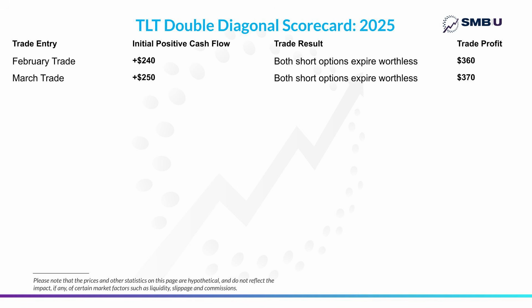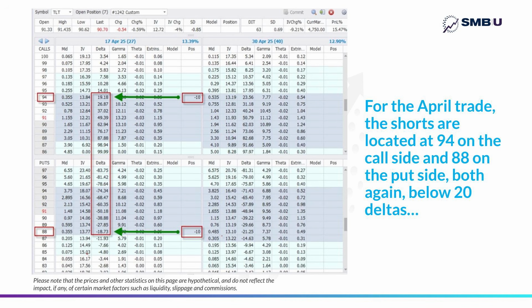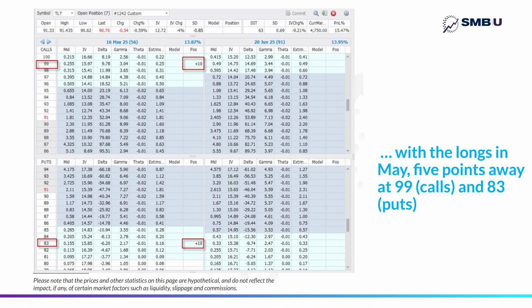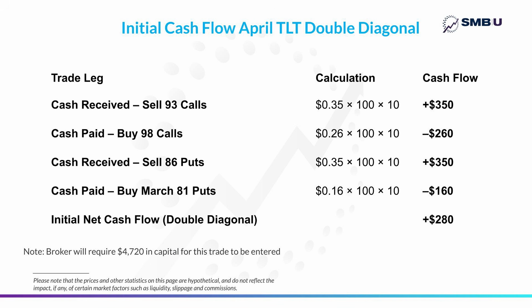the April trade. Now with the April trade, we're going to be short the 94 calls and the 88 puts, and we'll be long the May 99 calls and 83 puts. And in this case, we collected $280 of positive cash flow at the outset of the trade, for which your broker will require $4,720 in capital for the trade to be entered.